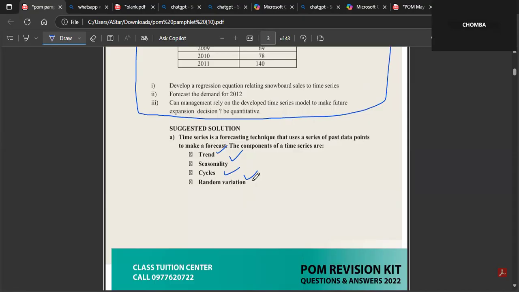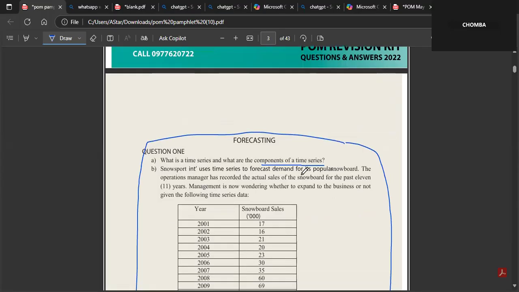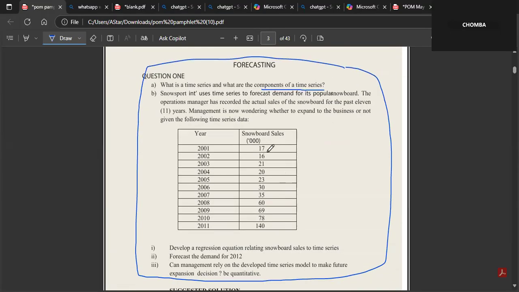If it's June, in forecasting, what happens to the forecasting of sales? You find that in October, people would want to drink soft drinks because it's hot. What happens to the weather in June, winter? So these are the four components of time series: trend, seasonality, cycles, or random variation. But let's look at part B of this question.